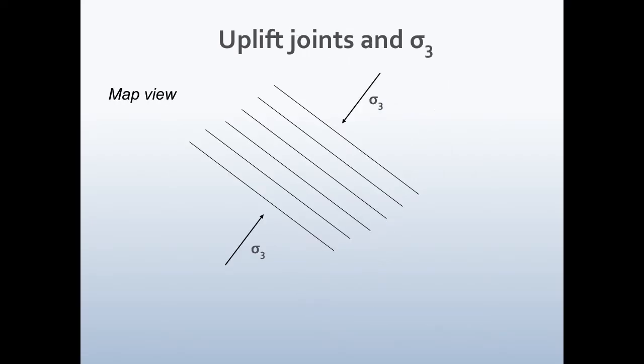And so in a map view, if you see a series of joints, you can assume that sigma 3, the least principal stress, is oriented perpendicular to them.